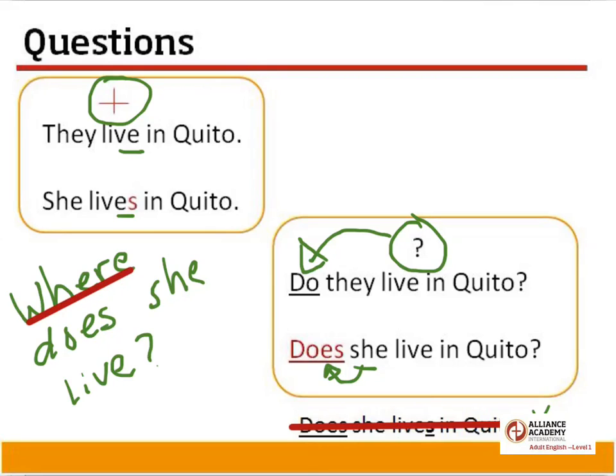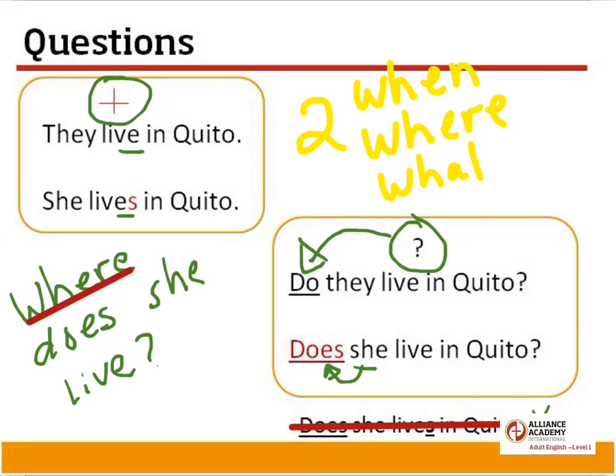Again, we will need to know these question words for Module 2. It's a very important part of the vocabulary. You got to know the questions when, where, what, etc. Okay? So take a few minutes, make sure that you are familiar with these question words and what they mean.